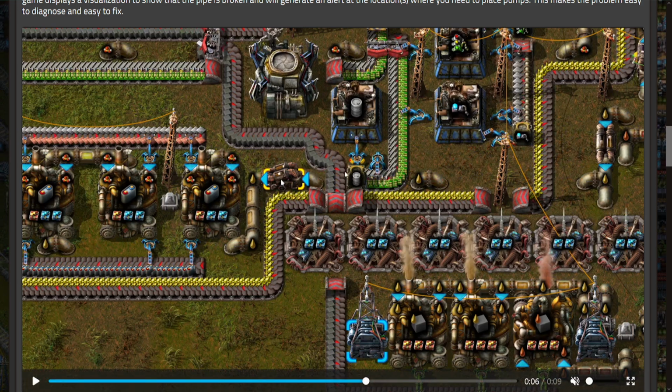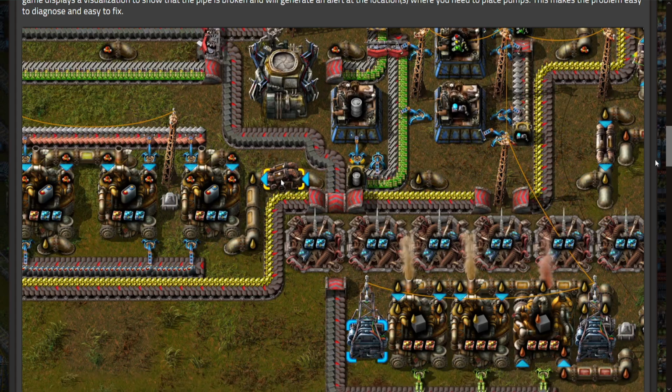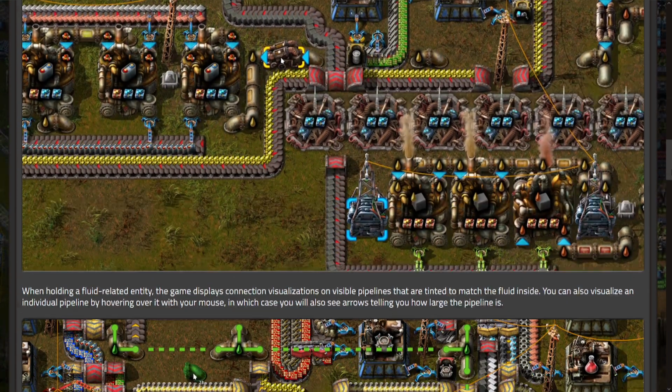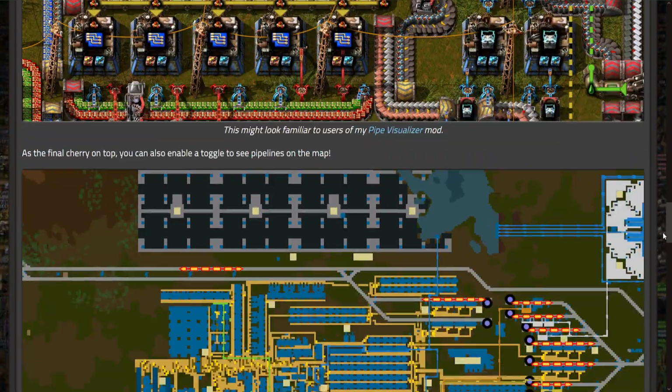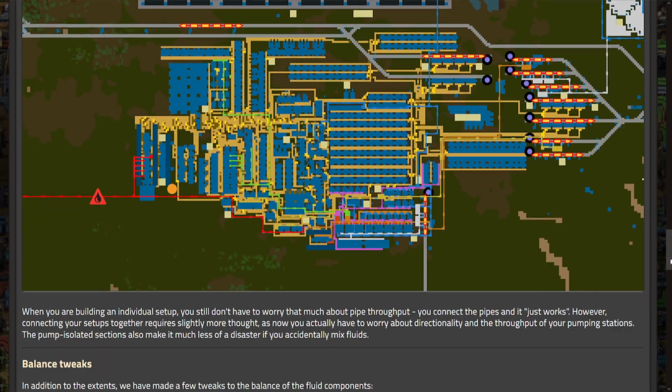And we also get the pipe visualizer now in the 2.0 base game. I think this will just be a quality of life update and you don't have to pay for that. But I personally would recommend that everybody buys the Space Age expansion, as that seems to be a lot of fun.